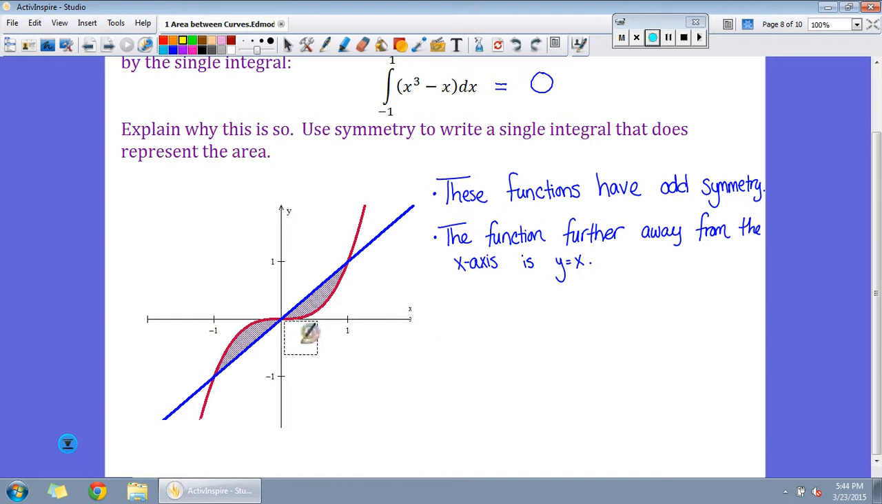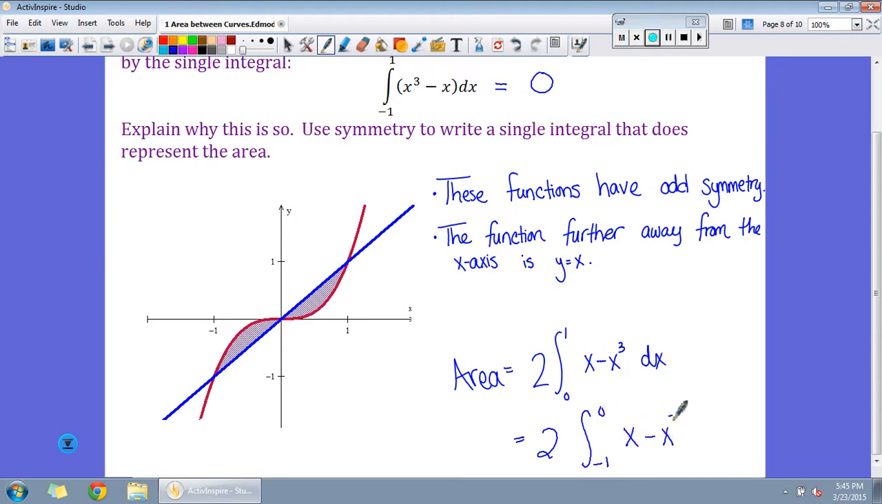And when we get the area, since these are the same region, one's positive and one's negative, we look at 2 times the integral from 0 to 1 of the higher function minus the lower function. This could also be easily written as 2 times the integral from -1 to 0 of x minus x cubed dx. The x is still going to be first because it's further away from the x-axis.